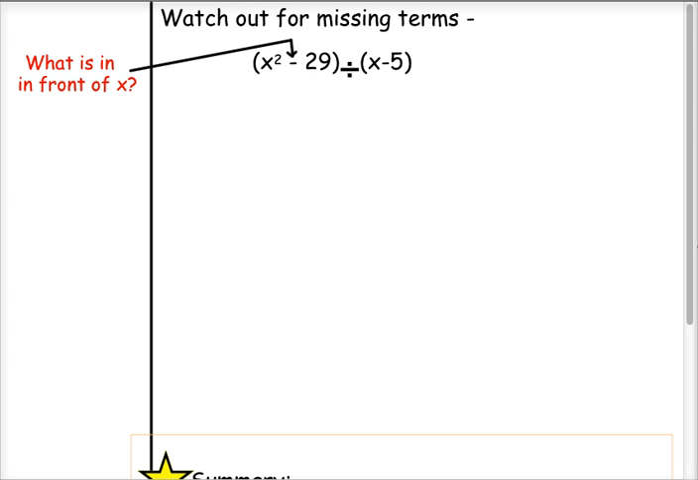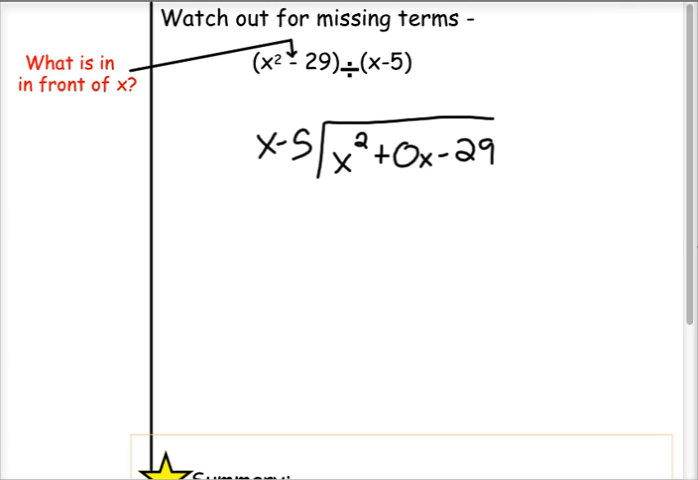Now, for this next example, the key that I want you to notice is, look at the numerator, x squared minus 29. Notice there's something missing. Notice there's no x term there. Now, it's very critical that when we write this out, so x minus 5 is what goes on the outside, you leave a spot for x. So considering the x is missing, I'm going to say that means there are 0 of them. But in order to make our work look nice, I am going to leave a spot for that x.